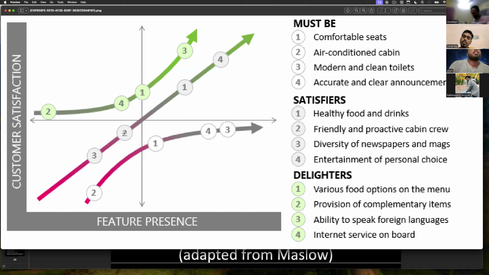Customer needs. Actually, they are talking about a hotel restaurant business. Yeah, I needed some context. Okay, cool. In a hotel, comfortable seats. You have to check all these things: comfortable air condition, modern clean toilets, and accurate environment. Then satisfier check: healthy food, friendly and proactive cabin crew. That's okay, but how has the number been prioritized?